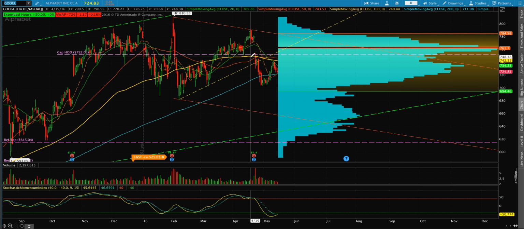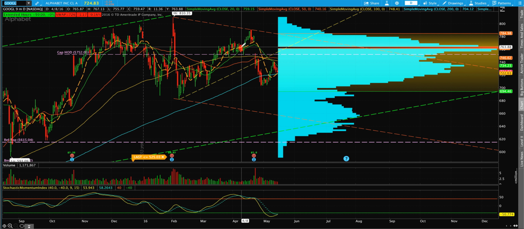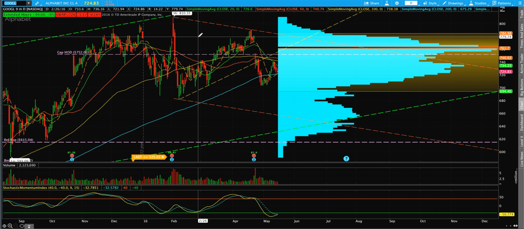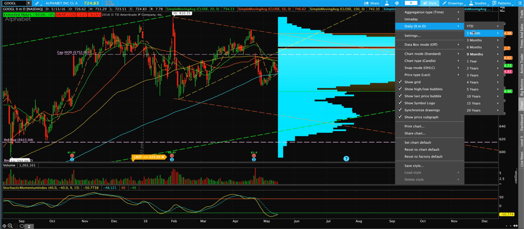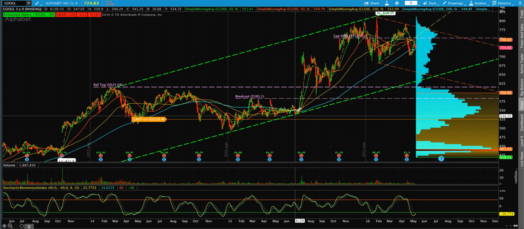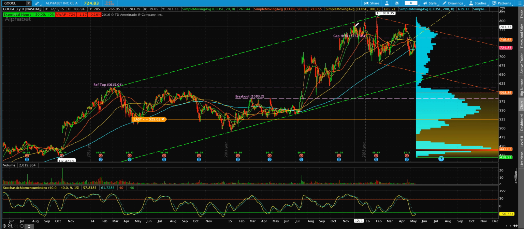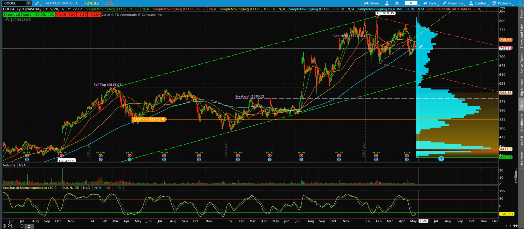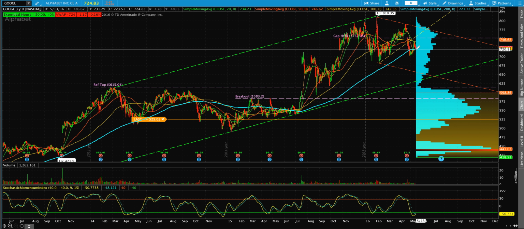Google. All right, so I think Facebook is the reason Google has been struggling. They've been stealing market share. I don't really mess with Google when it's in range. I like to be a buyer on channel lows and a short on channel highs. We are just in the middle of the range. If you want to play row, you have a 200-day moving average to play against.